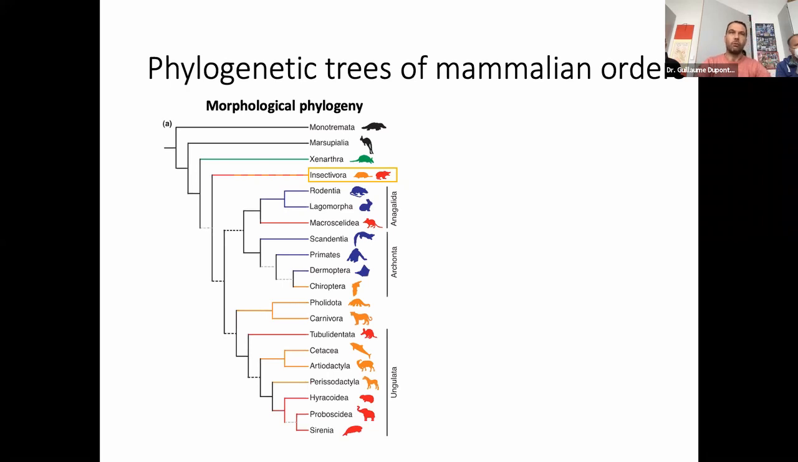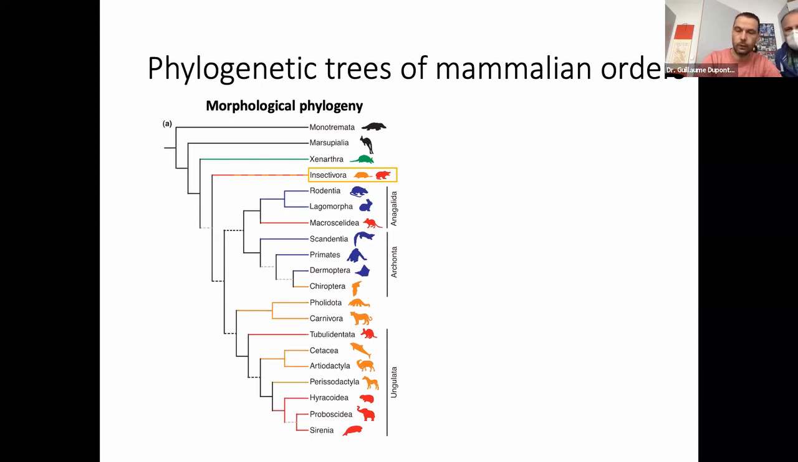So here is a morphological phylogeny for the major orders of mammals. This is the one I learned when I was a student. I highlighted one group here, which are the insectivora, the hedgehogs, shrews, etc. And you also see how certain groups are related to each other.